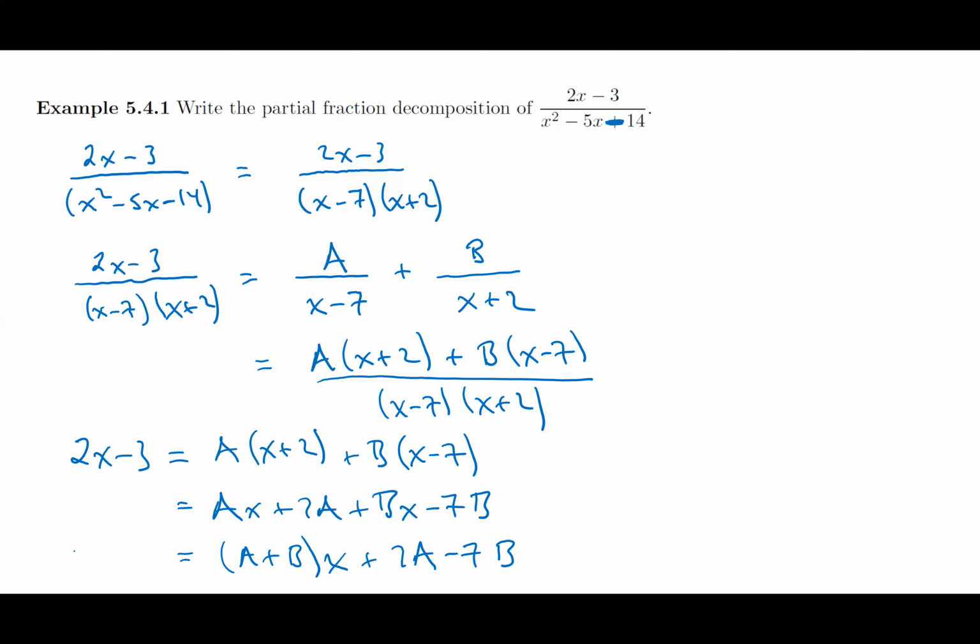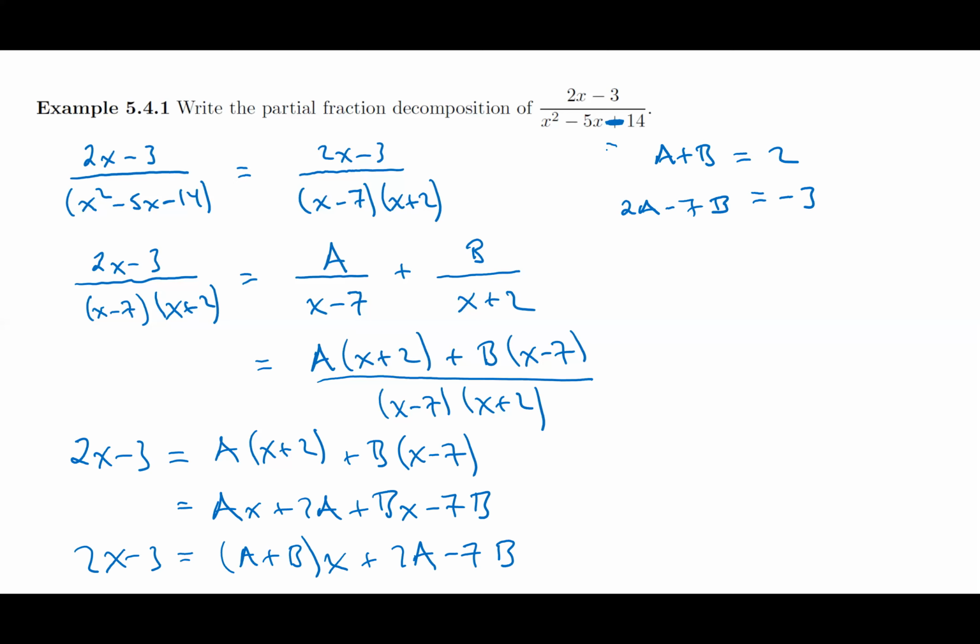Now, remember, the left side of this equation is 2x minus 3. So what I'm going to do is equate coefficients. The coefficient of x on the left is 2. The coefficient of x on the right is A plus B. So I have A plus B equals 2. While my constant on the left is negative 3, my constant on the right is 2A minus 7B.